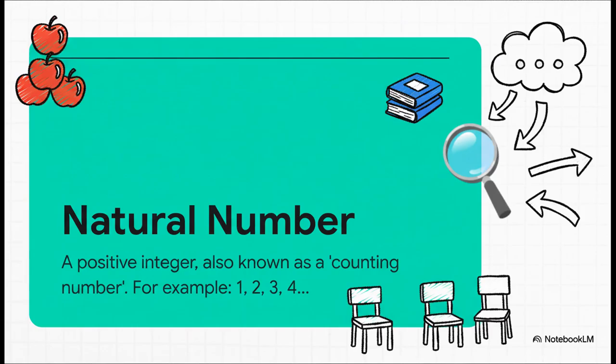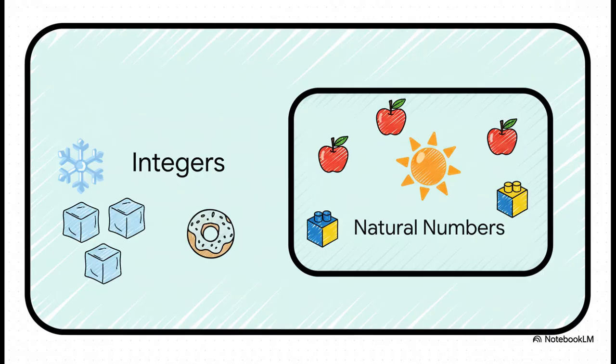And right next to that, we have our next tool, the natural number. Now, these are a little more specific. They are just the positive integers, what you probably know as counting numbers, right? When you count things, 1, 2, 3, 4, you're using natural numbers. So, what is the big difference here? Well, think of it like this. All natural numbers are integers, but not all integers are natural numbers. Integers are the whole family, right? The positives, the negatives, and 0. Natural numbers are just the positive ones, and they start from 1. 0 is not included. That's a key detail to remember.